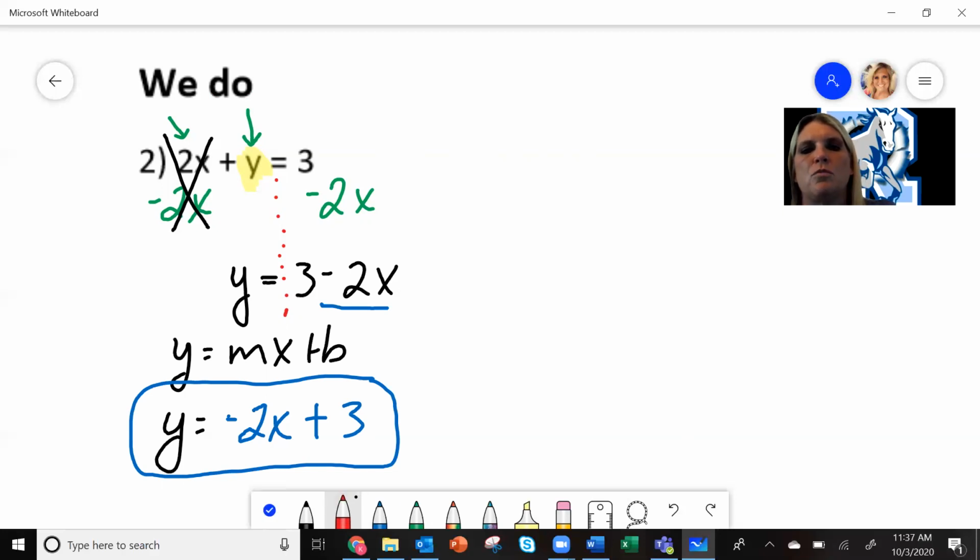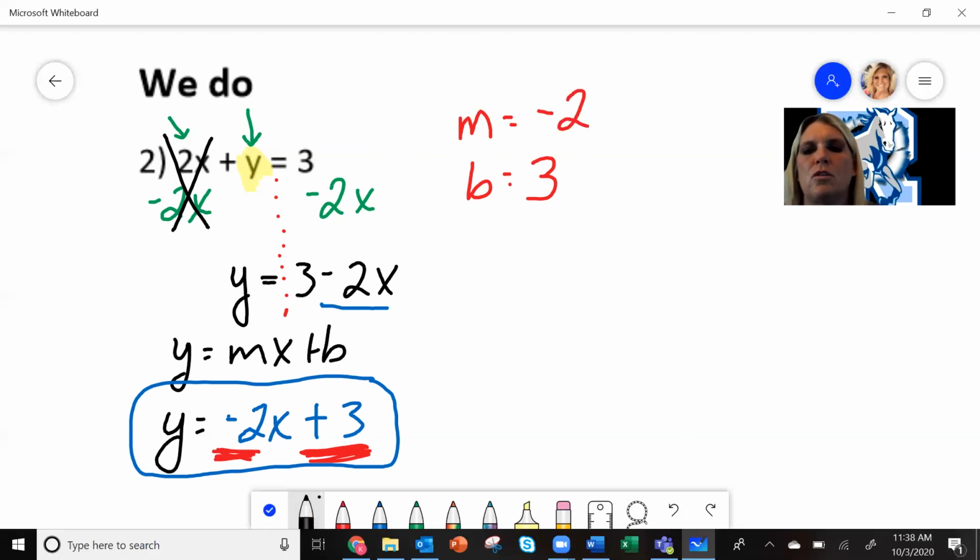Well, what if I asked you what is the slope and what is the y-intercept? Remember, the y-intercept is a number being added or subtracted. So the y-intercept is 3. The slope is the number that is attached and in front of the x, which is negative 2.